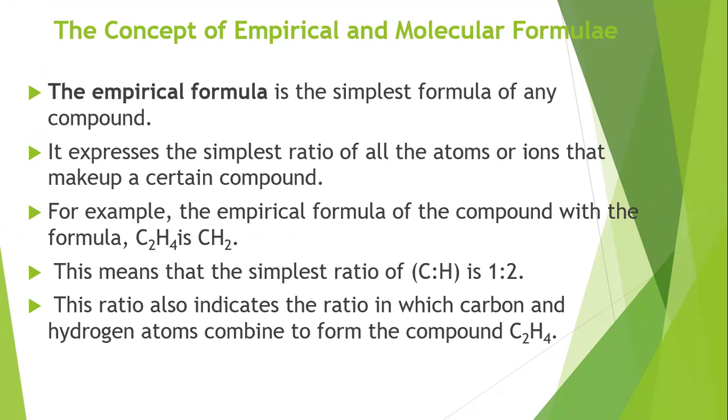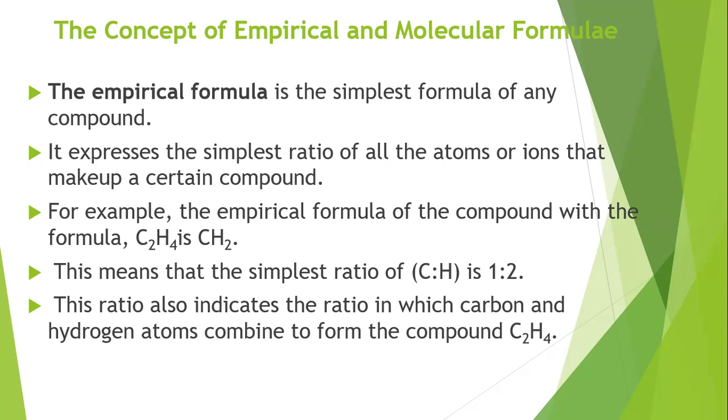This empirical formula expresses the simplest ratio of all the atoms or the ions that make up a certain compound. Take an example: the empirical formula of a compound with the molecular formula C2H4 is CH2, simply because we've simplified the ratio of all the atoms that make up this compound C2H4 by dividing by 2 in all of the compound.